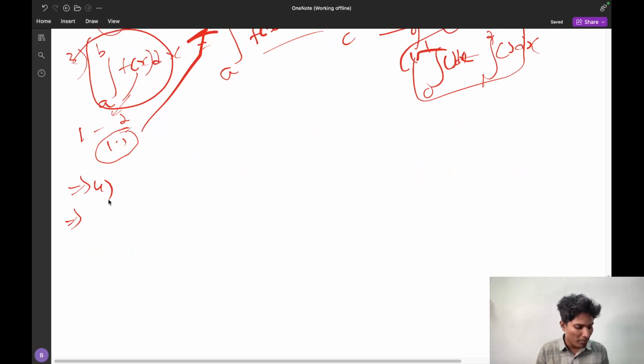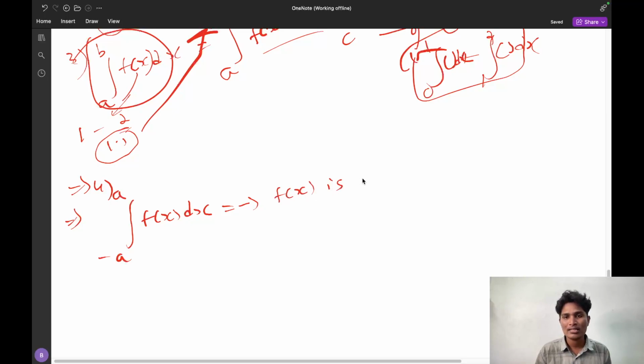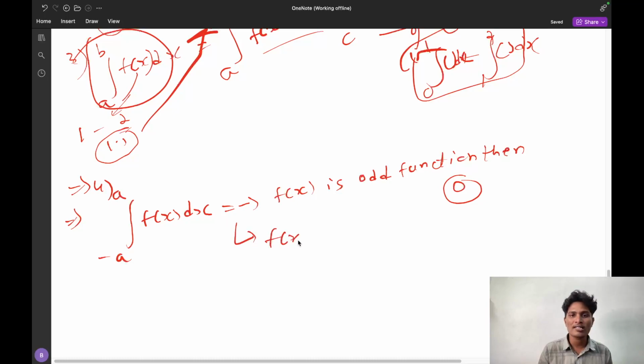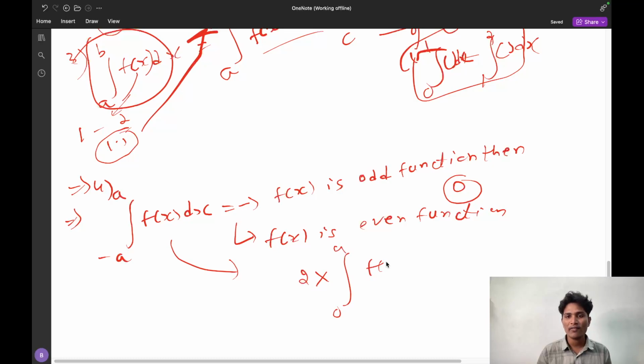And the main important property here is the integral from minus a to a of f of x dx. This is very important. In this question, there are two answers. If f of x is an odd function, then the answer is 0. If f of x is an even function, you will get this integration as 2 times the integral from 0 to a of f of x dx.